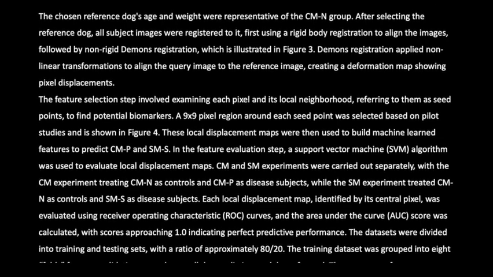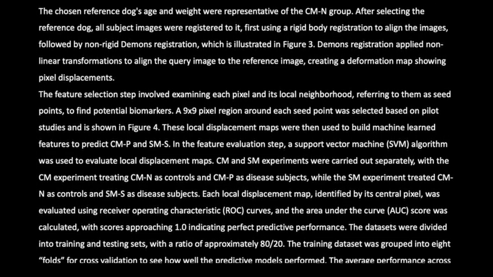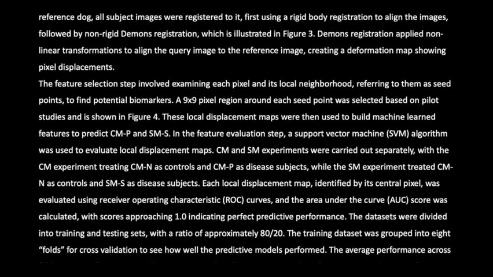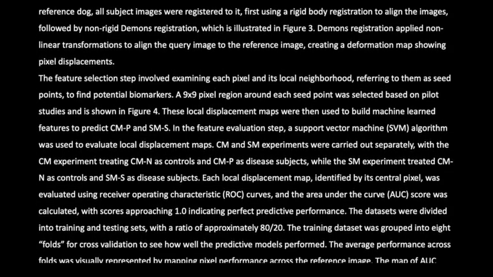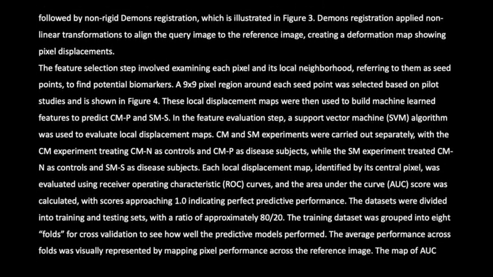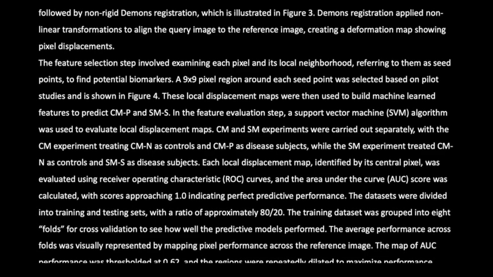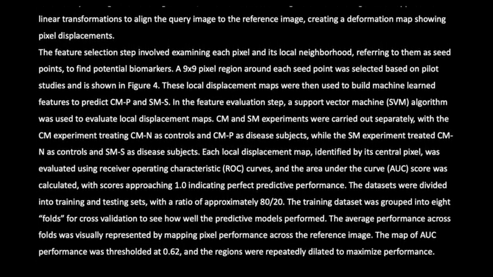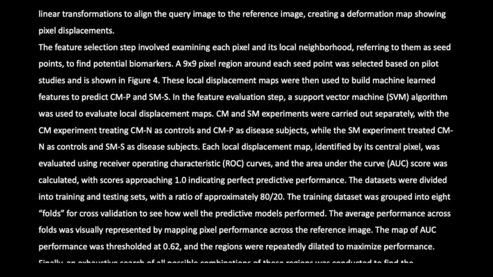In the feature evaluation step, a support vector machine (SVM) algorithm was used to evaluate local displacement maps. CM and SM experiments were carried out separately, with the CM experiment treating CMN as controls and CMP as disease subjects, while the SM experiment treated CMN as controls and SMS as disease subjects.